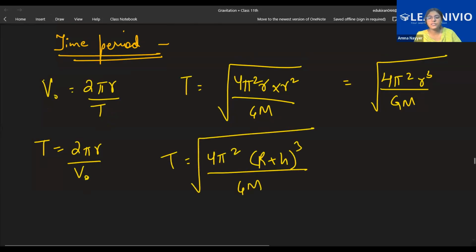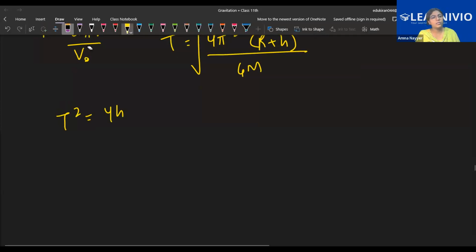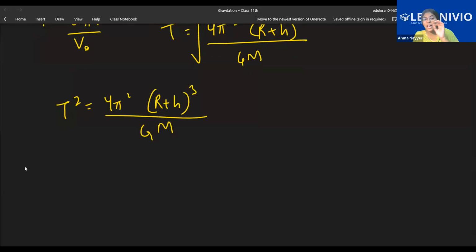So class, from here we have the formula. What is T square equal to? T square is equal to 4 pi square r plus h whole cube divided by capital G into capital M. Now what is this r plus h whole cube equal to?